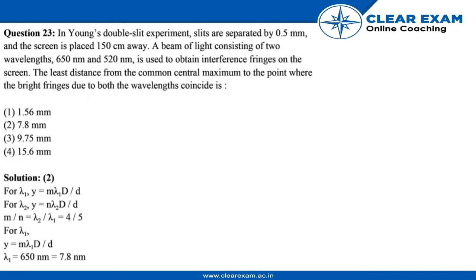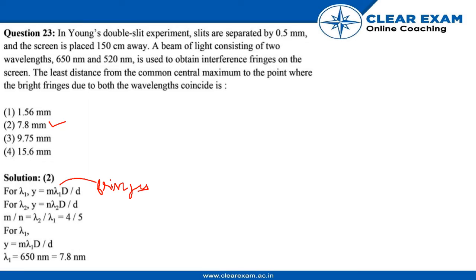The least distance from the common center maximum to the point where the bright fringes of both wavelengths coincide is, the options are: first 1.56 mm, second 7.8 mm, third 9.75 mm, fourth 15.6 mm. So the correct option is 7.8 mm. Here is how.